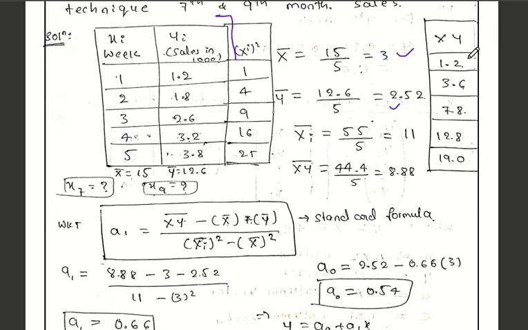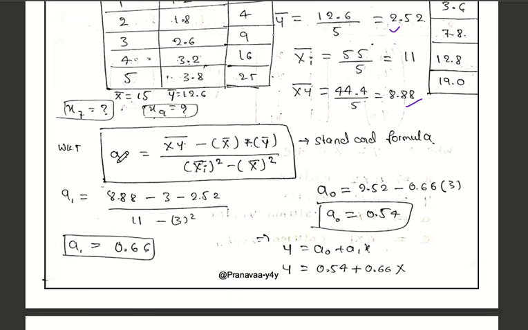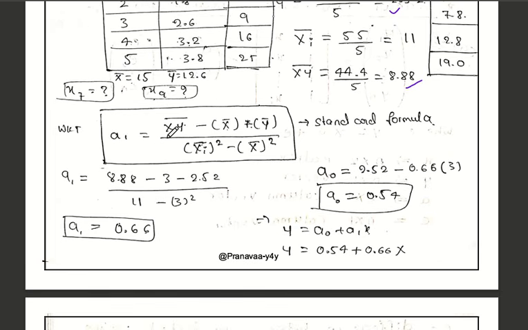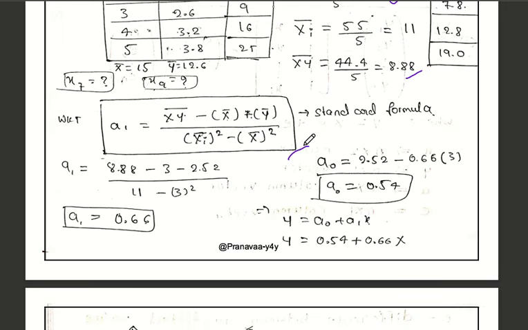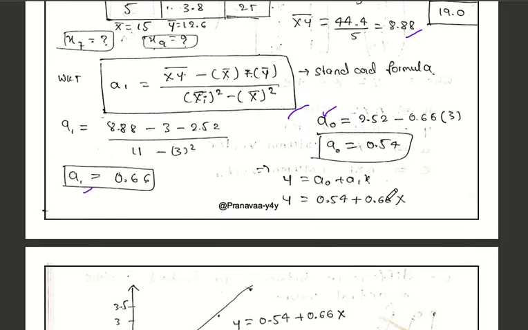And xy bar is nothing but, you need to find out the first x and y multiplication, like 1 into 1.2, like that. Then you need to find the sum of xy, then divide by 5, and you will get this value. Once you find all the values, you just insert them in the a1 formula, and here a naught is there. When you insert, you will get the a1 value, then the a naught value.